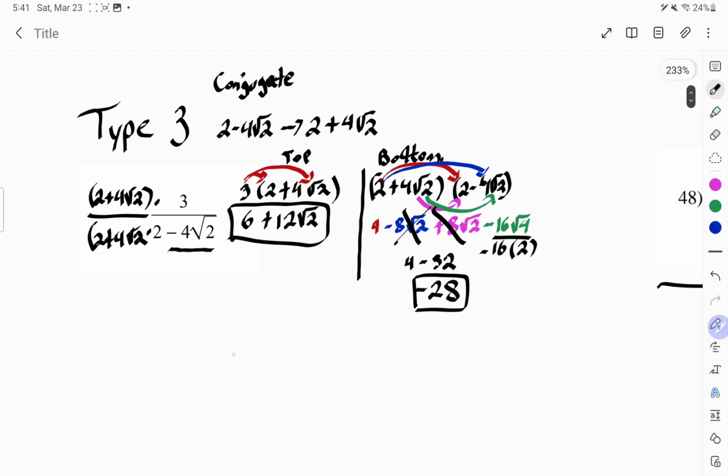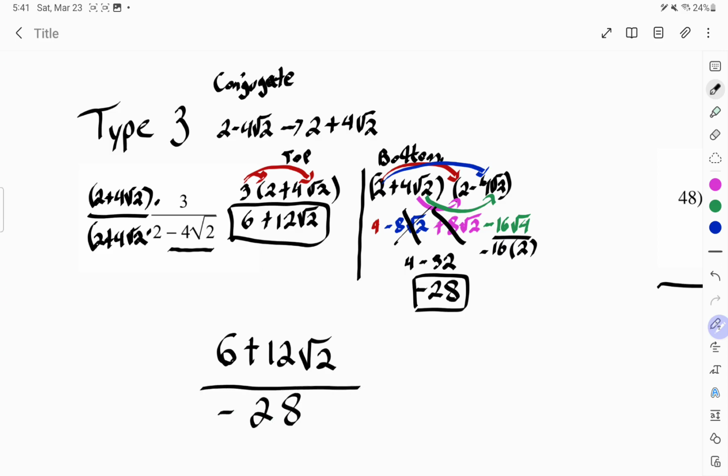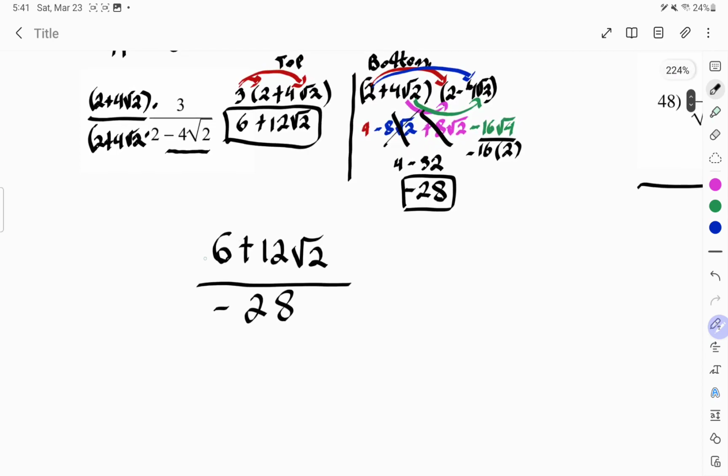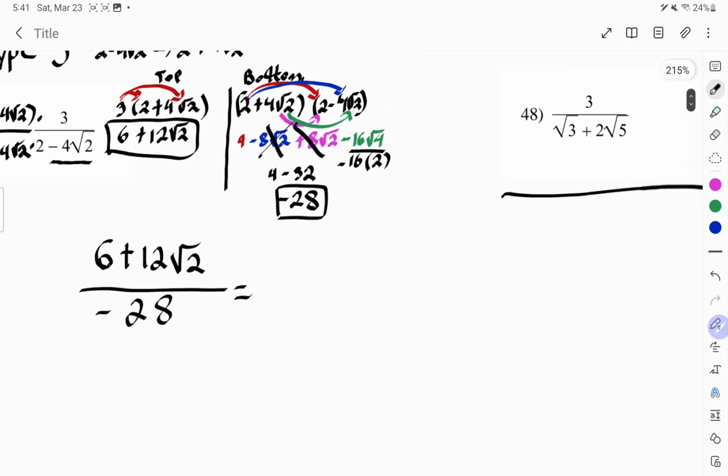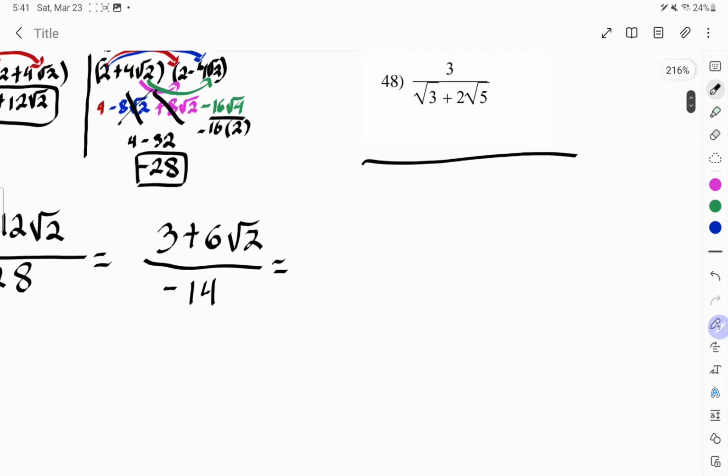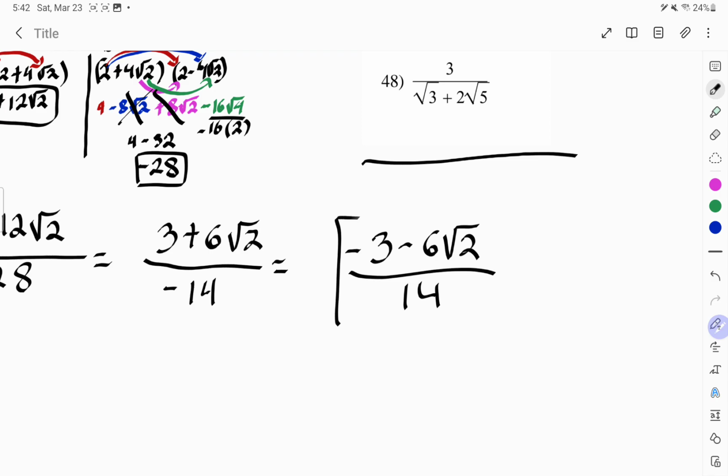So let's go ahead and put it together. So it's going to be 6 plus 12 square root of 2 over negative 28. Now what's going to happen here is I can divide everything by 2. So that one's going to turn into 3 plus 6 square root of 2 over negative 14. Now, technically, we can still simplify a little more. I'm going to distribute the negative, so it's going to be negative. This is a crazy problem. 3 minus 6 square root of 2 over 14. And that is my final answer.